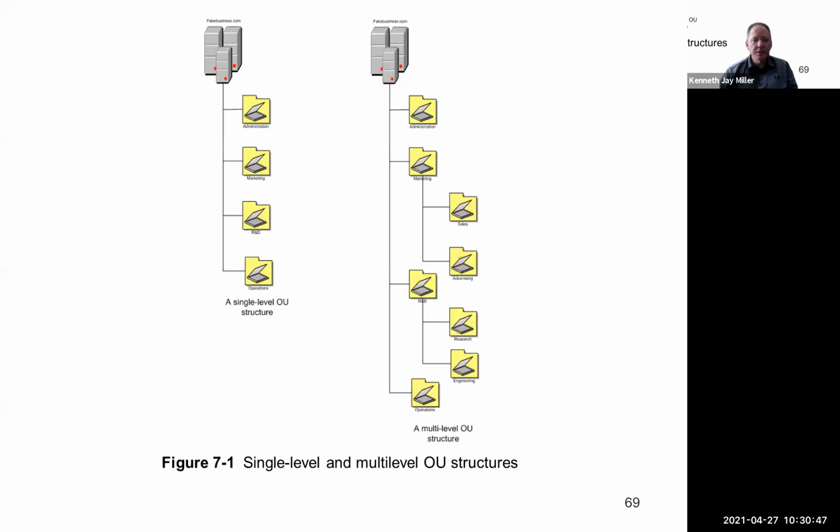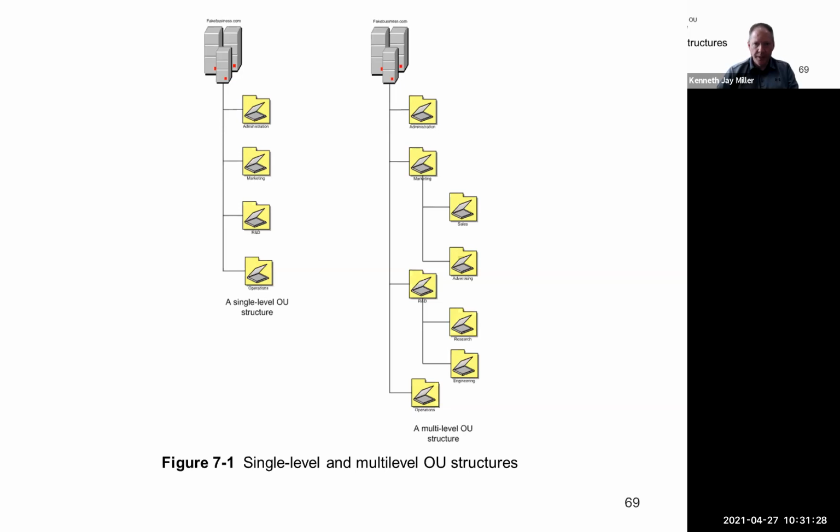Okay. So here's a single level OU on the left. We have fakebusiness.com, and we have the administration OU, the marketing OU, the research and development, and then the operations. And then a multi-level OU, we may have the administration, may have marketing, but under marketing, we have both sales and advertising. And then R&D, we have research, and then we have engineering, and then operations. So depending on the size of the company, the organization, and the detail, your OU levels or structure may kind of modify.